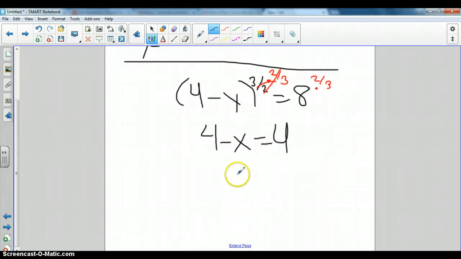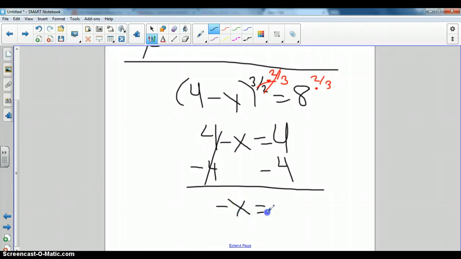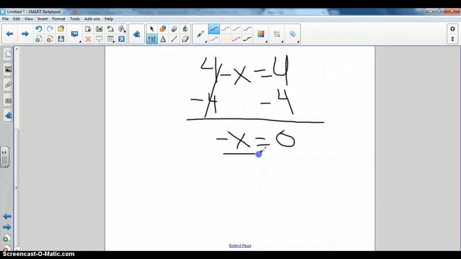Then we're just going to solve. We want to get x by itself, so we're going to subtract 4 from both sides. Those cancel. 4 minus 4 is 0. Divide both sides by -1. 0 divided by -1 is 0. So our answer is 0.